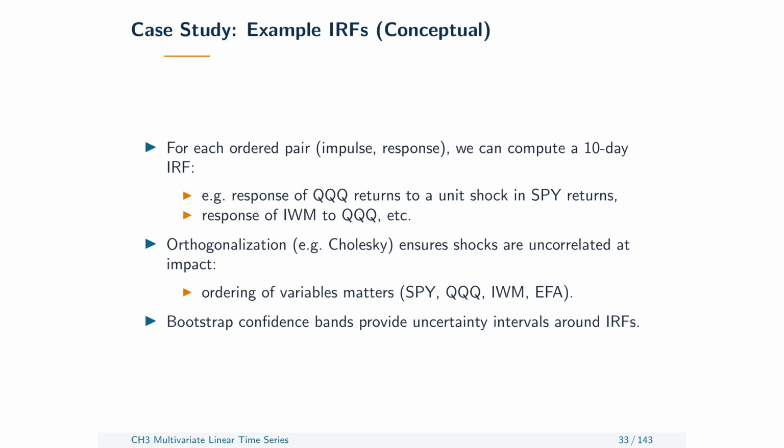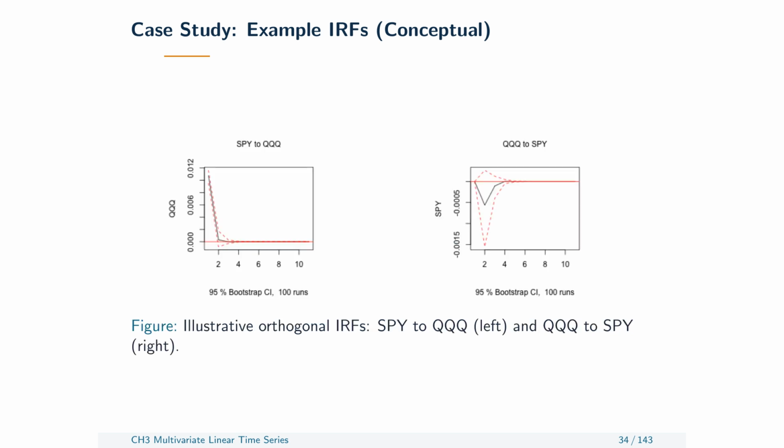The response path separates impact, persistence, and feedback. A large impact followed by rapid decay suggests short-lived transmission. A delayed peak suggests propagation through lagged relationships. Alternating signs suggest overshooting or dynamic reversal. Wide bands that include zero warn that an apparent pattern may be sampling variation.